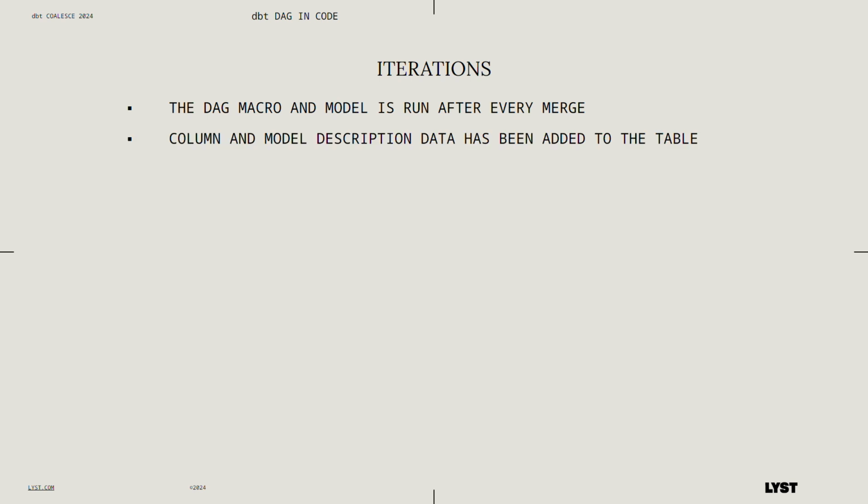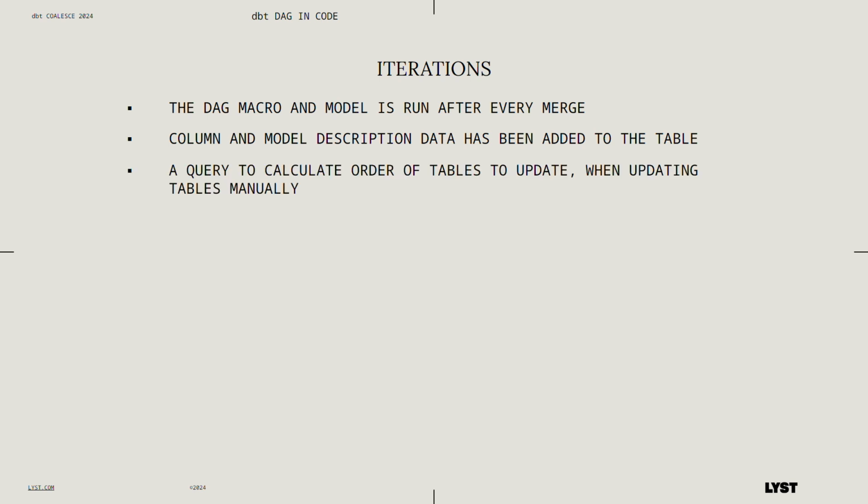Secondly, we've added column and model description data to the DAG table so that we can report on description coverage at a column, table, and schema level. And finally, we've used this DAG table to support updating pipelines. So if we've updated a model or rebuilt part of a pipeline, this table enables us to find all of the children models that need updating. And then the materialization alongside the query cost estimation helps us quickly figure out the best way to update the table, whether it's a dbt build command or a Snowflake update query.